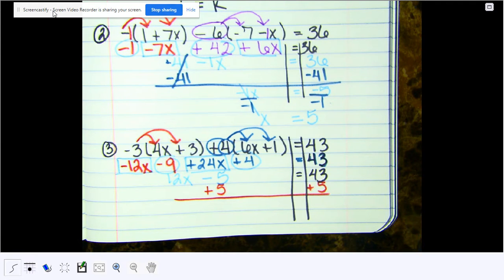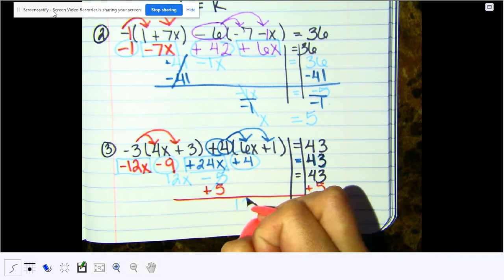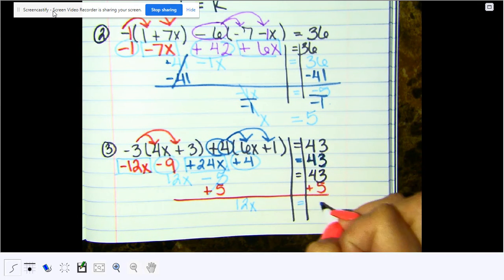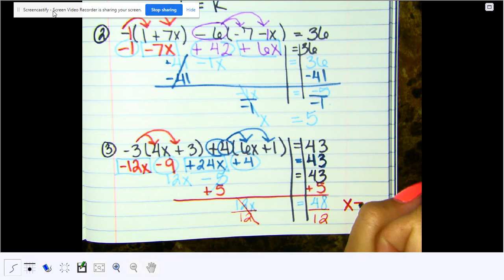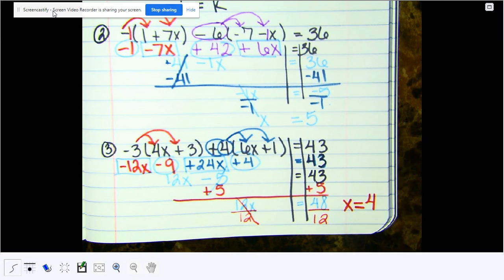When I do so, this creates a zero pair, so I'm left with 12x is equal to 48. And then my last and final step is going to be dividing by 12. I know it's division because this right here represents multiplication, 12x. So the opposite or inverse of that is dividing by 12. That is left with just 1x, so x is equal to, and 48 divided by 12 is 4.